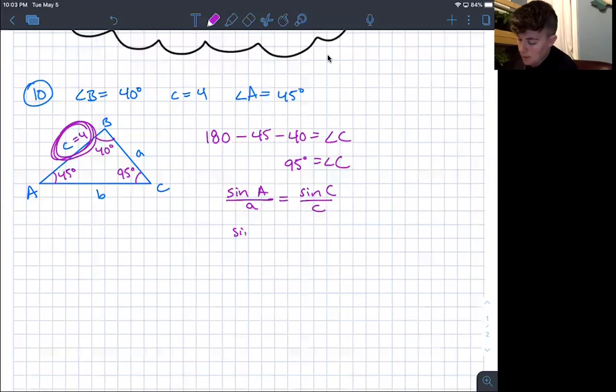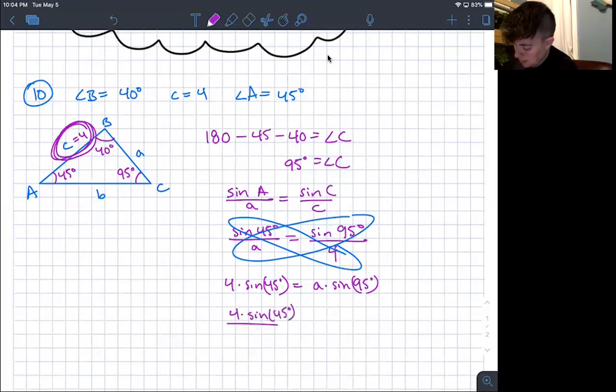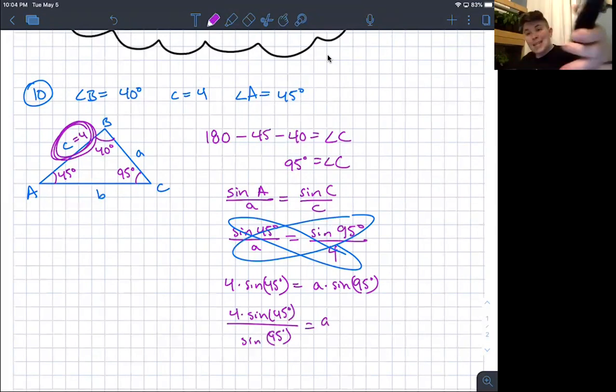So I'm going to say, okay, so the sine of 45 degrees over A equals the sine of 95 degrees over 4. And then what I talked about in the last video is doing a little cross multiplication action. So I've got 4 times the sine of 45 degrees equals A times the sine of 95 degrees, which means 4 times the sine of 45 degrees divided by the sine of 95 degrees is equal to A. So that's what I'm going to type in my calculator, because I don't want to do any rounding in the middle of the problem.